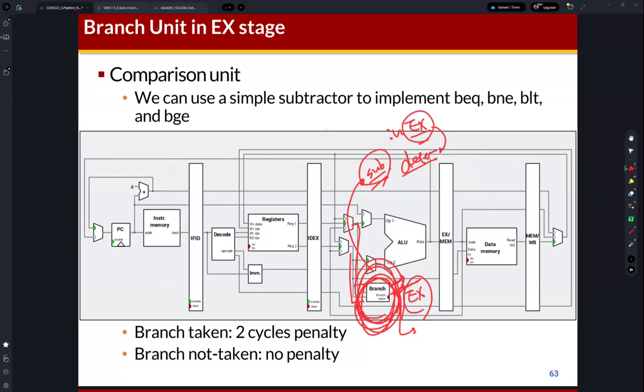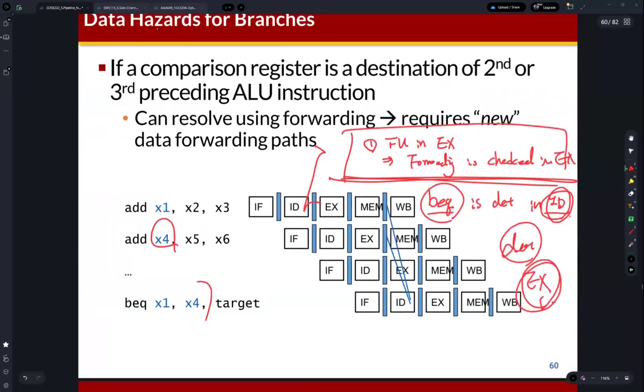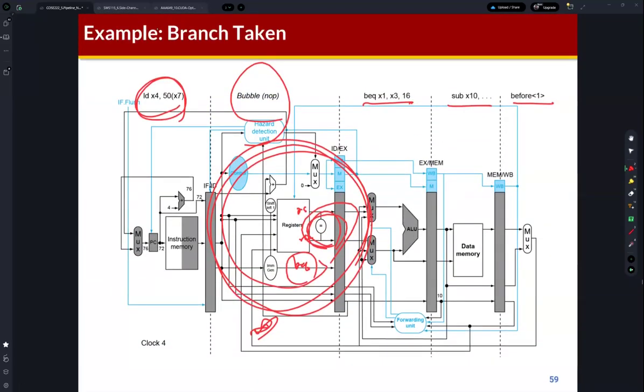So in this case, if the branch is taken, then 2 cycles are wasted. If the branch is not taken, then there is no penalty. But this is better. I think this is better design. Okay, because in order to support this design, we need to also consider the additional data hazard.